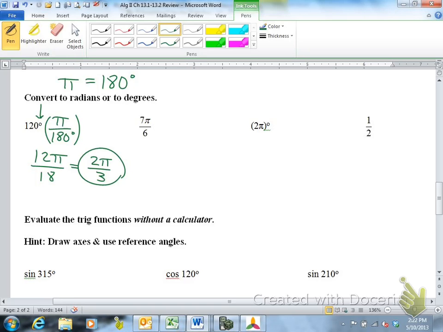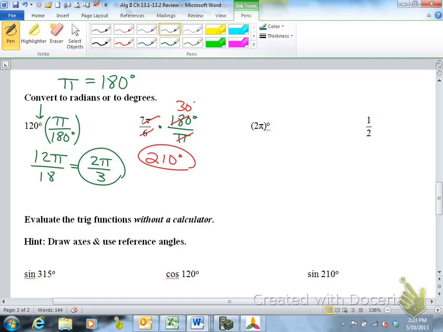7 pi over 6, we can multiply. We want an answer in degrees, so we'll put the degrees in the numerator. And the pi's divide out. 180 and 6 give you 30. So the answer would be 210 degrees.